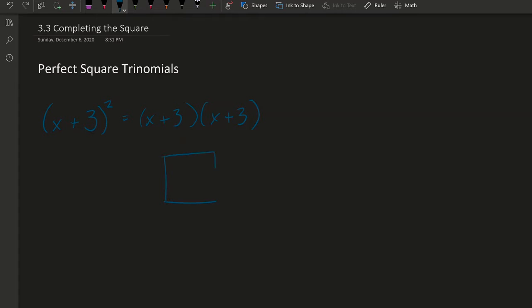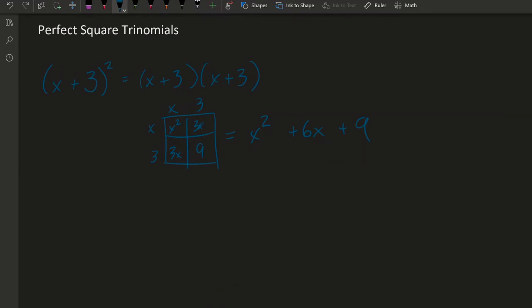Now if I go ahead and do that multiplication, x plus 3, I would get x squared, 3x, and 9, which would give me x squared plus 6x plus 9. Now if I do the same thing with x plus 5, I would get x squared, 5x, 25. So I would get x squared plus 10x plus 25.